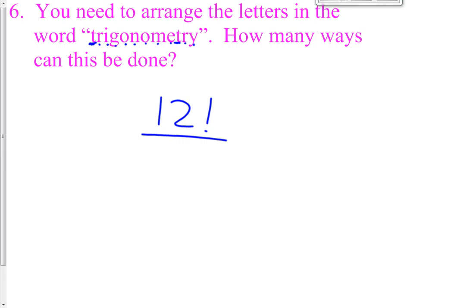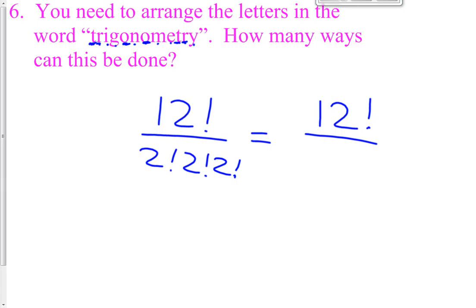So we're going to divide by 2 factorial because there's 2 t's. And then there are 2 r's, so that's another 2 factorial. And then there are, let's see, 2 o's, so that's another 2 factorial. Is there anything else that repeats? I do not think so. So it's 2 factorial, 2 factorial, 2 factorial. 2 factorial is just 2 times 1. So it's 2 times 2 times 2, which is 8. It's 12 factorial divided by 8.